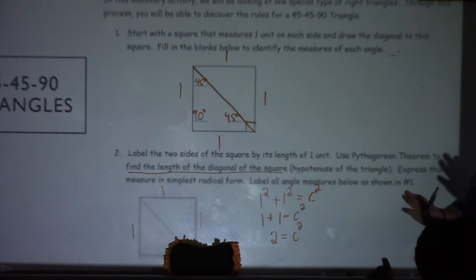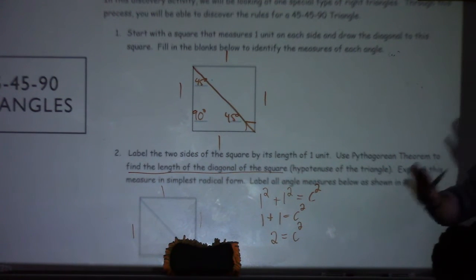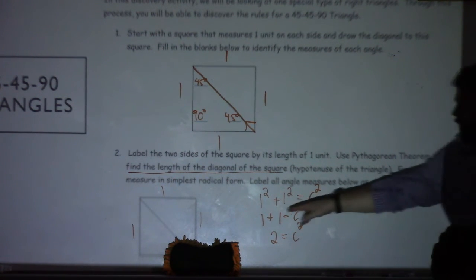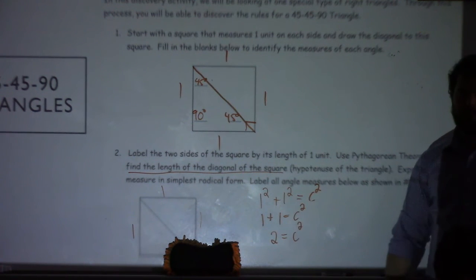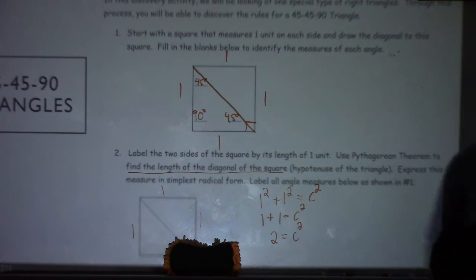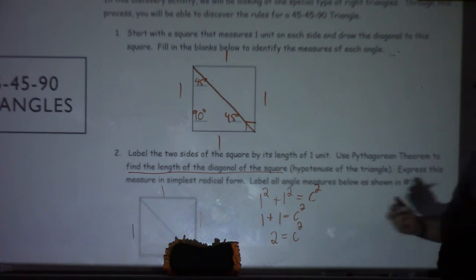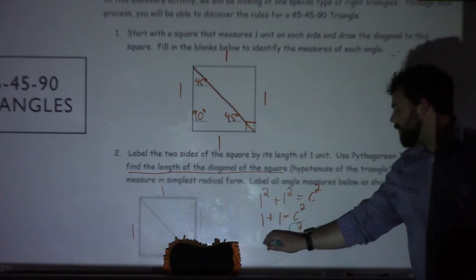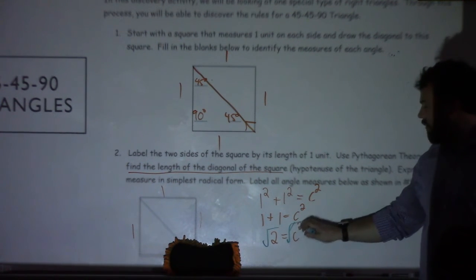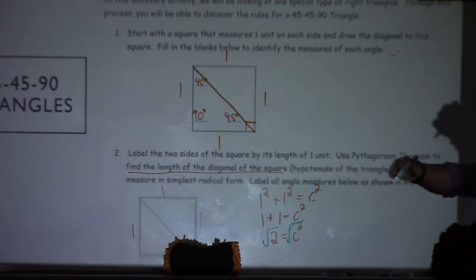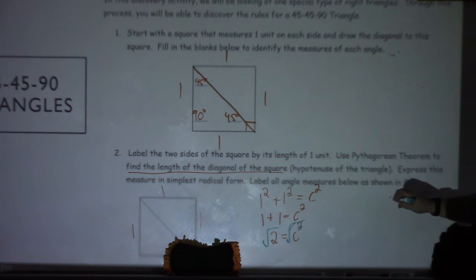Y'all, stop. Too many of y'all are not focused, and now you're struggling with what is 1 squared? 1. So both of these are 1. What is 1 plus 1? 2. That's it. Do I know what c is yet? No. So what do I need to do? Take the square root of 2. The square root is the inverse of a square, is it not? It is. So if I take the square root, the square and the square root are going to cancel. Don't put the square root of 2 in the calculator.